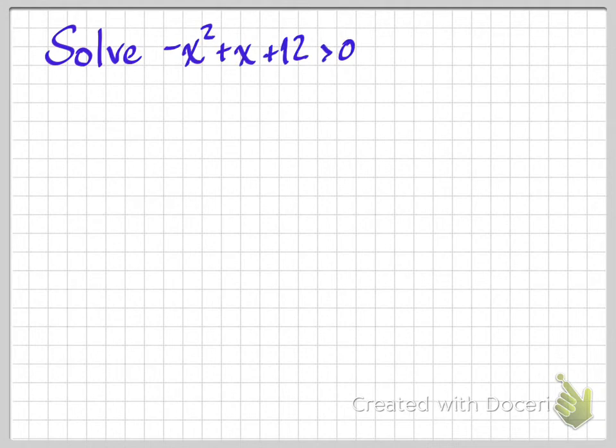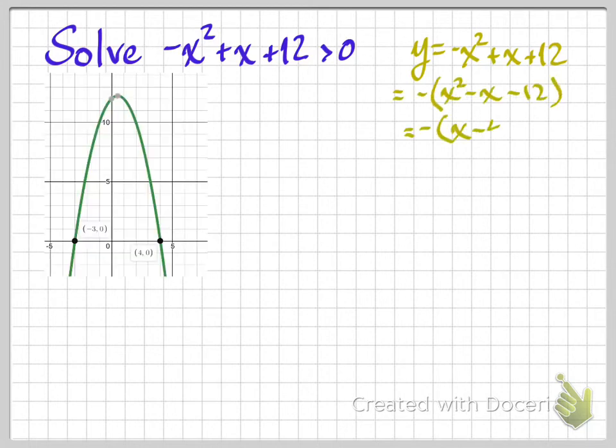This one: negative x squared plus x plus 12 greater than 0. Okay, so let's think about the graph of that. And you know what, guys? We've got some great graphing technology right at our fingertips, and I don't mind at all if you use a grapher, some kind of graphing calculator, to get your graphs, as long as you make sure that you know exactly what those x-intercepts are. You might have to do a little bit of algebra just to verify, but there you go. The graph is fine.